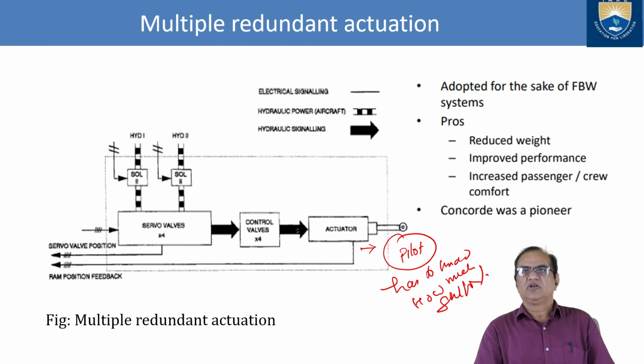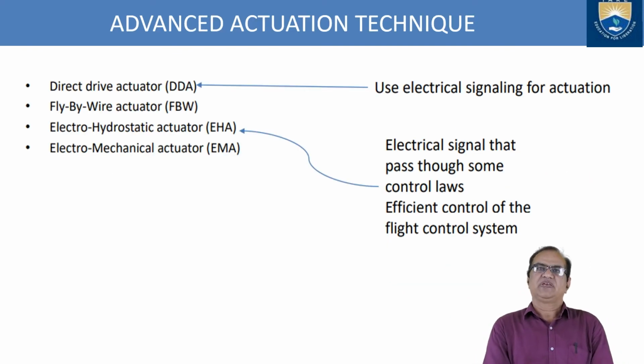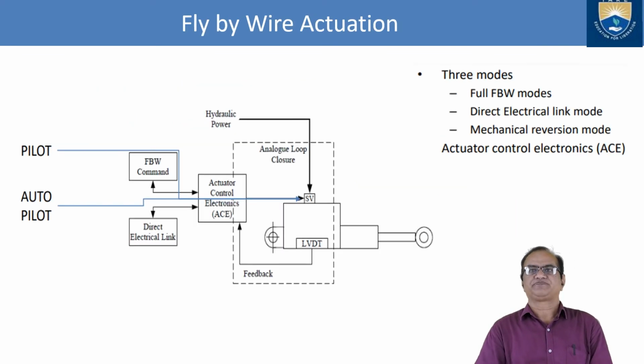Now I will go to the advanced actuation techniques. In this we have direct drive actuation, called DDA, which uses electrical signals for actuation. Another one is fly-by-wire actuation. In fly-by-wire we see electro-hydrostatic actuation, EHA, and electromechanical actuation, EMA. Electrical signals pass through some control laws, so efficient control of the flight control system can be done.